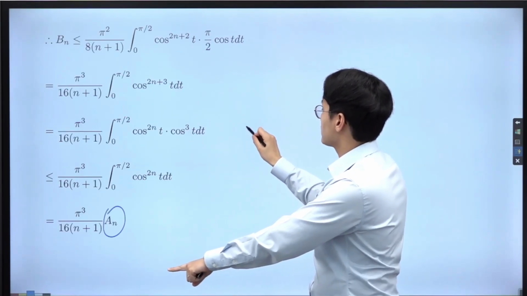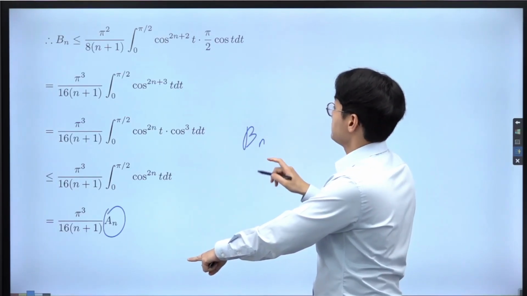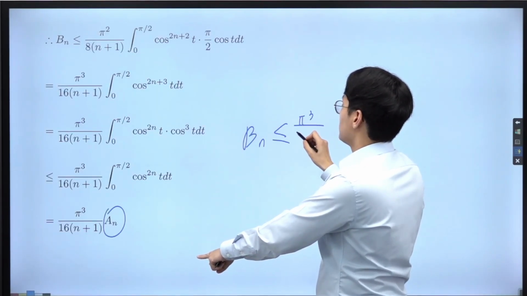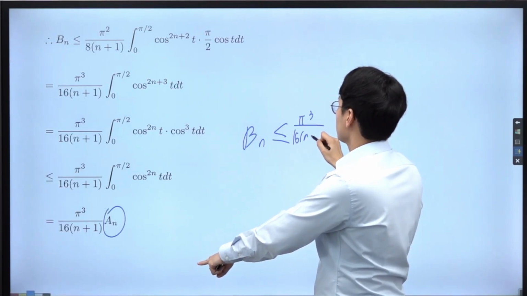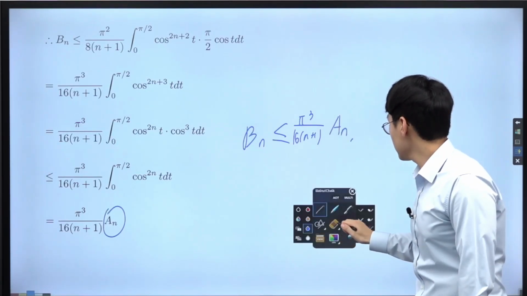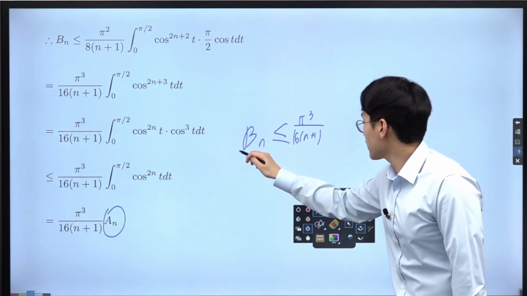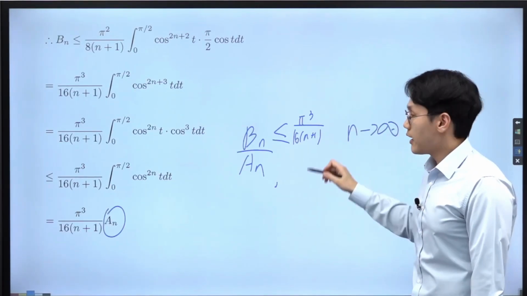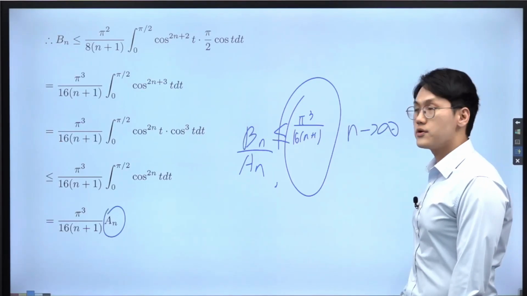So now we just came up with the fact that bn was less than or equal to pi cubic over 16(n plus 1) an. Oh wow, voila, that is great. And what are we going to do? We're going to rearrange this an on the bottom here. And then let's send n to infinity and beyond. And then you see the upper bound is actually going to become 0.